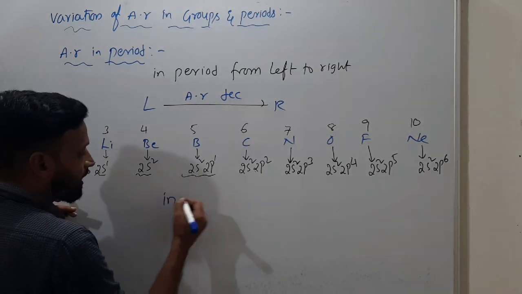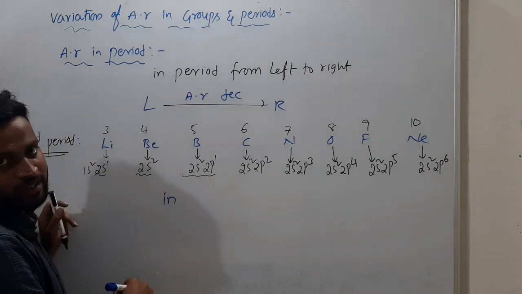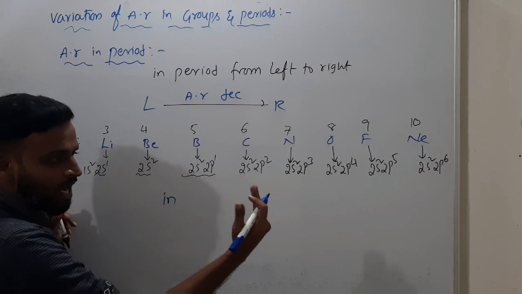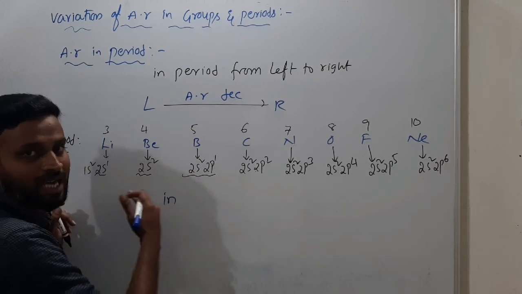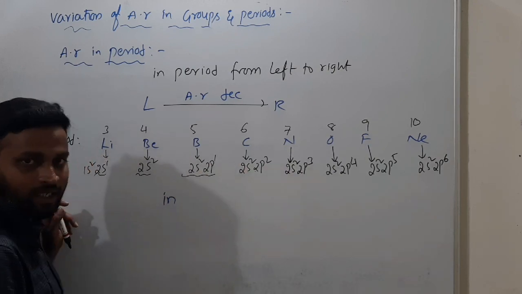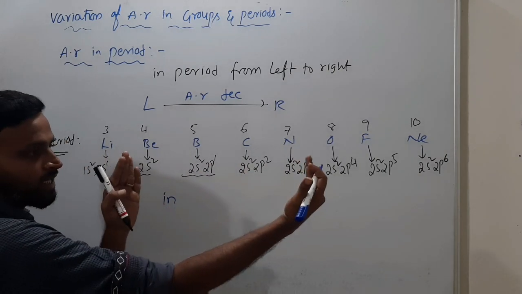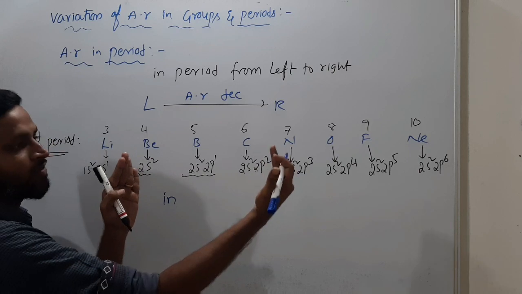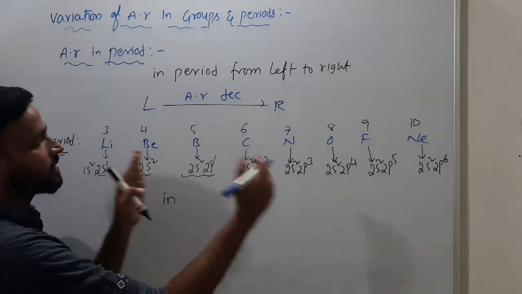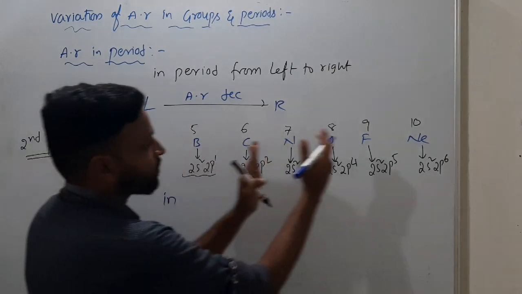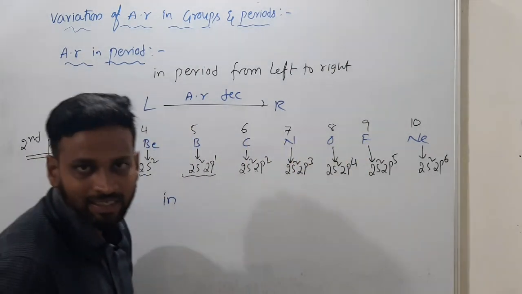Certainly, nuclear attraction increases. Outermost electrons are somewhat closer to the nucleus as we go from left to right. The outermost electrons come closer because the number of electrons increases and nuclear charge increases. Certainly, the distance decreases. Therefore, from left to right, atomic radius decreases.